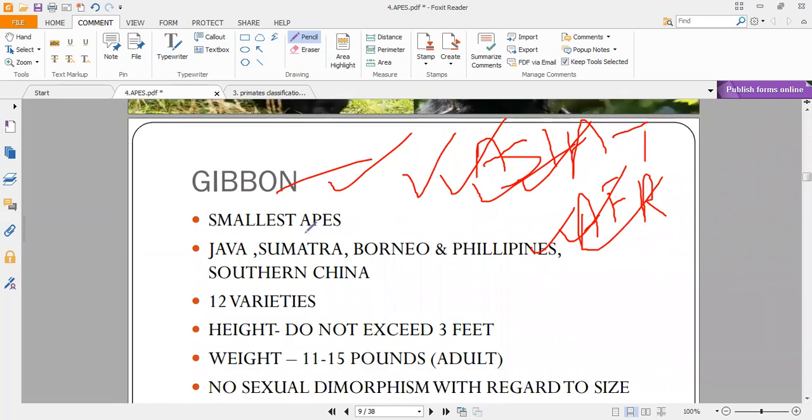If you talk about gibbon, they are the smallest one. And where we find them, gibbon mostly starts from the northeastern part of India. And the countries where you can find them are among the Indonesian islands, then the Philippines and southern China and nearby islands.